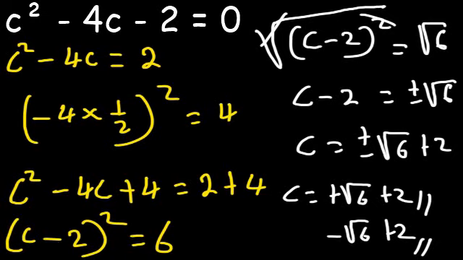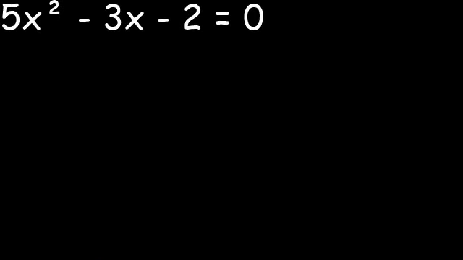Let's try one more example. 5x squared minus 3x minus 2 equals 0. Well, I changed my mind. I won't be solving this. So try to use this as a practice problem. Solve it now and send in your solution in the comment section below for review.